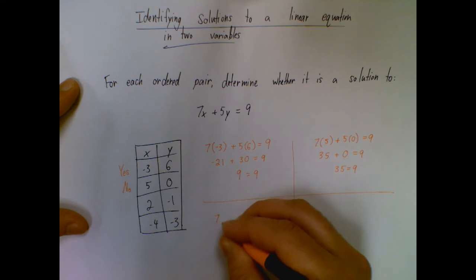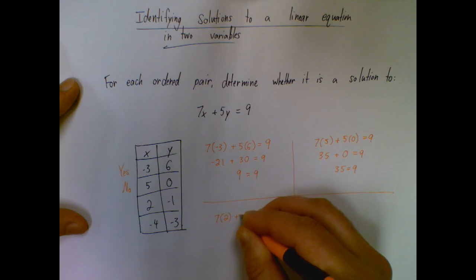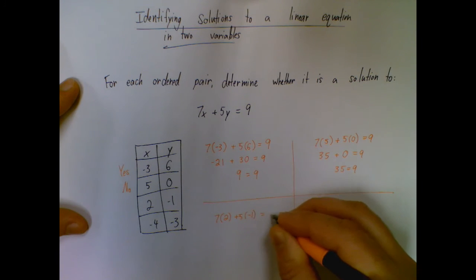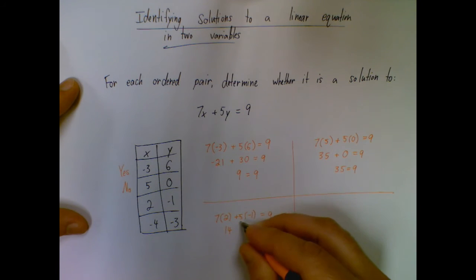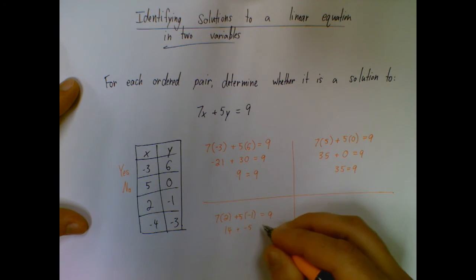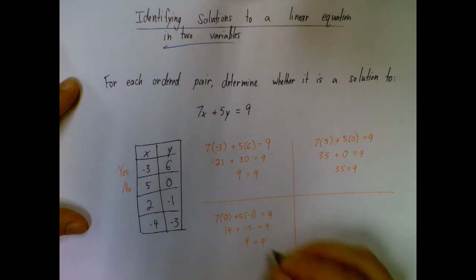So 7 times 2 plus 5 times negative 1 equals 9. 14 plus negative 5 equals 9. That is true. 9 equals 9.